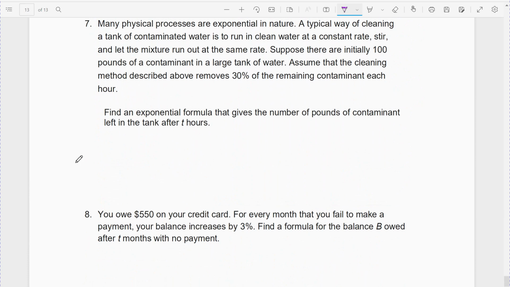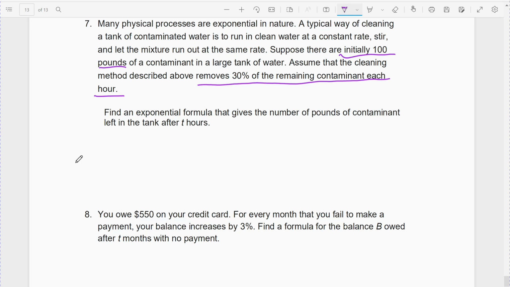Alright, physical process. A typical way of cleaning a contaminant in water is that the water is cleansed at constant rates. The mixtures run out at the same rate. Suppose initially there are 100 pounds of a contaminant in a large tank of water. Assume the cleaning method described above removes 30% of the contaminant each hour. Find the exponential function that gives the number of pounds of contaminant left in the tank after T hours.